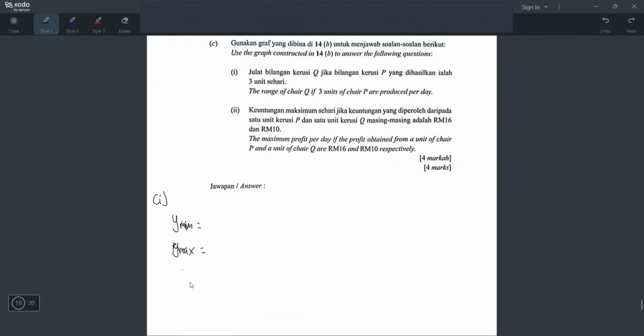Okay, and then you will write in this format: Y in between, you write the minimum number here, the maximum number here. This is what it means by range. Okay, find the range of chair Q if 3 units of chair P are produced.